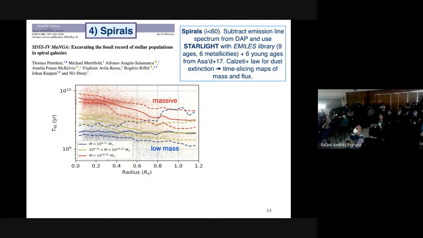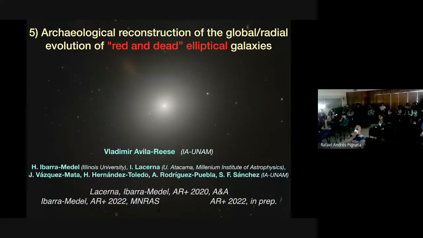That is, in the center the stars are assembled earlier than in the other regions. But in the case of massive galaxies, the gradient is very prominent, while in low mass galaxies it is almost flat. So the result is that there is an inside-out for the spiral galaxies, but it's more prominent in the case of more massive galaxies.